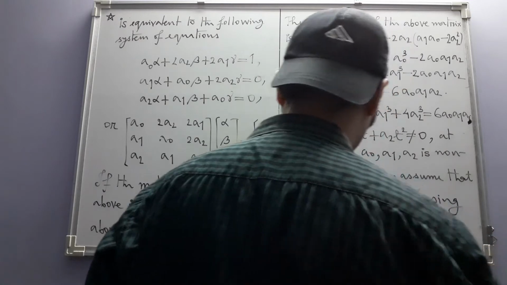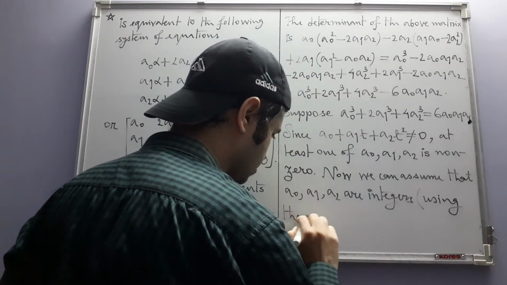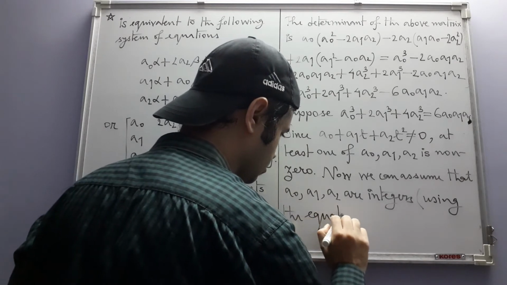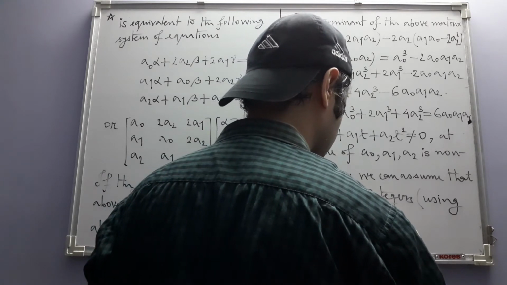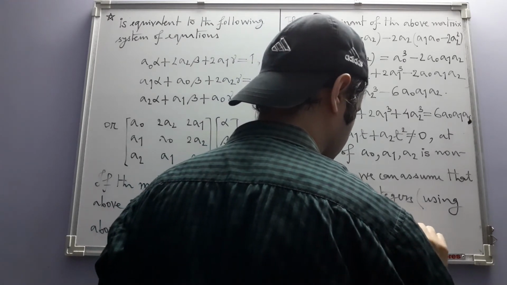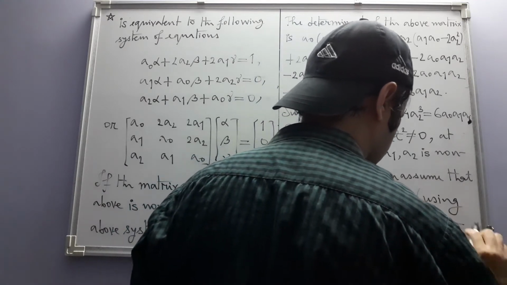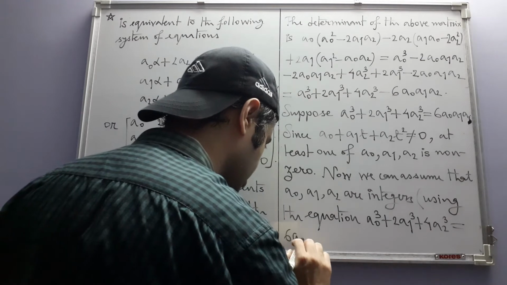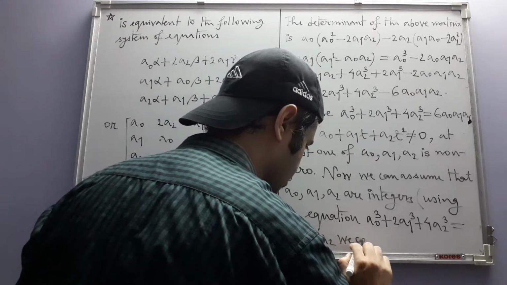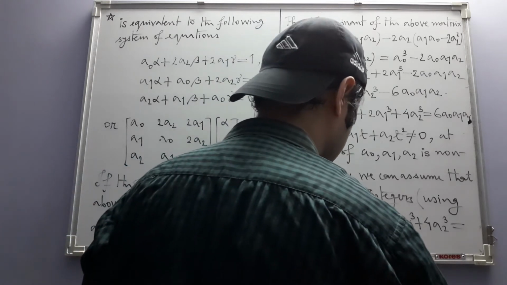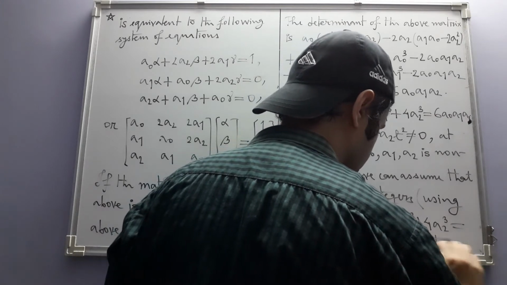Using the equation a0 cube plus 2a1 cube plus 4a2 cube is equal to 6a0 a1 a2, we can conclude this.